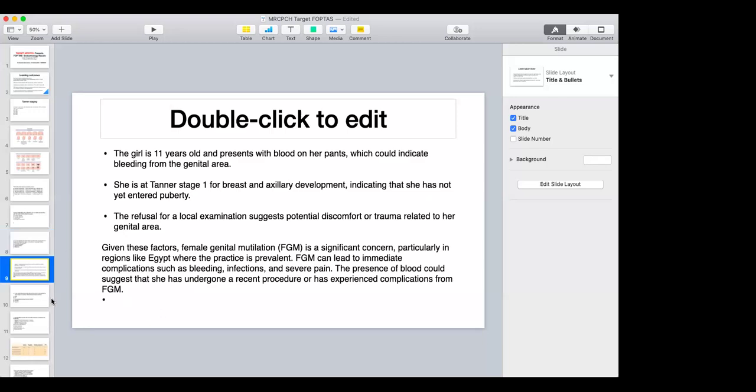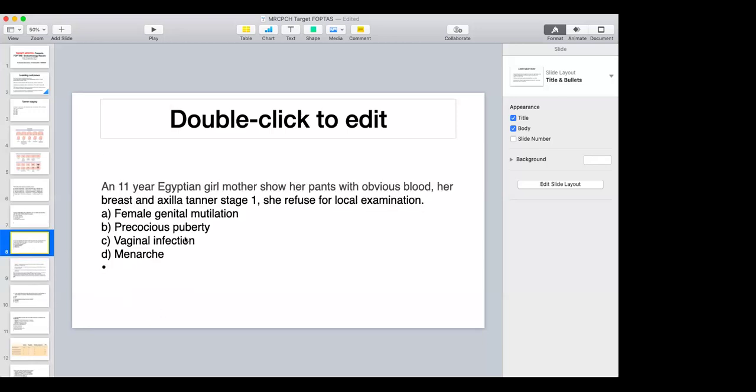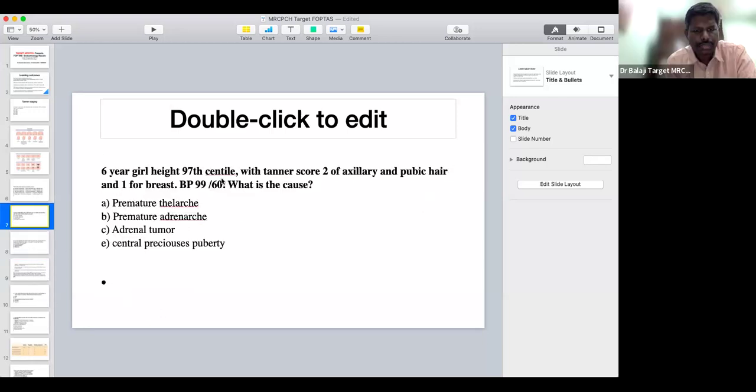Sir, what is the answer for the previous question, sir? This one? Yes, sir. So here, Tanner score 2 of axillary and pubic hair has come earlier. Axillary and pubic hair denotes the adrenal. So DHEA sulfate comes and causes the adrenarche. So it's a premature adrenarche. That is the answer.